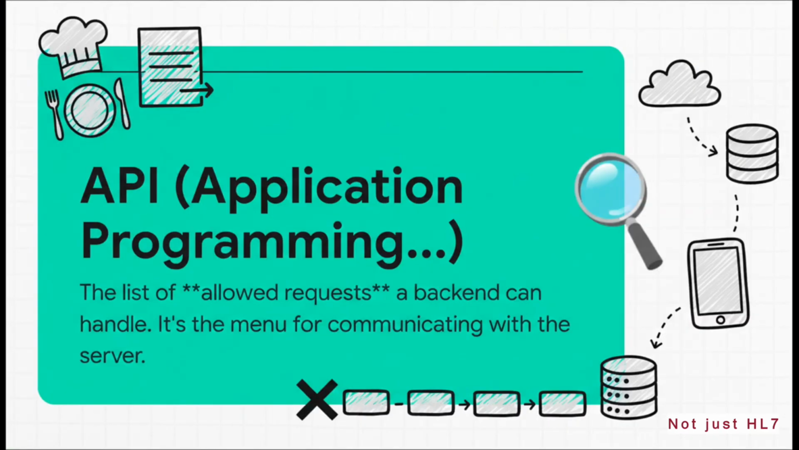A back-end server won't just accept any random message you send it. It has a very specific list of requests that it's programmed to understand. That list is its API, the Application Programming Interface. The best analogy is a restaurant menu. The API tells the front end exactly what it's allowed to order from the back end. You can't ask for a steak if it's not on the menu.